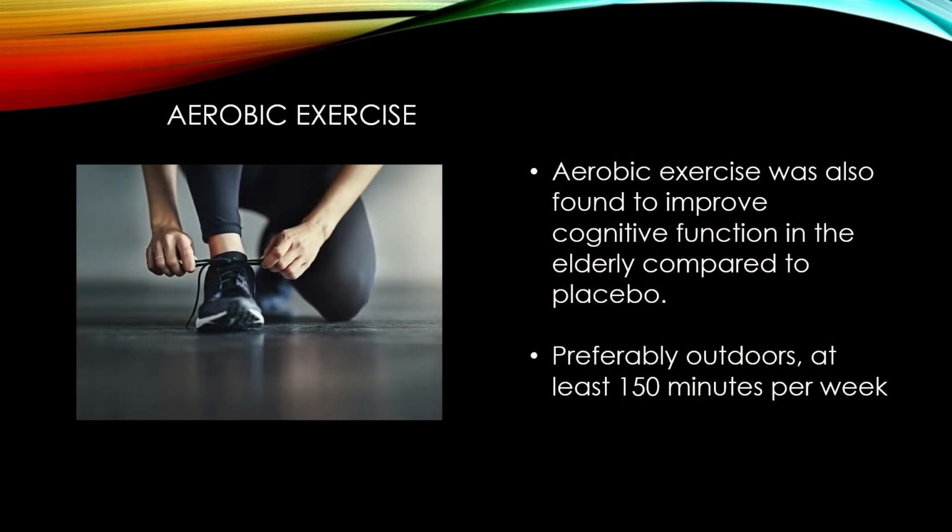All right, another one that helps, aerobic exercise. This was also found to improve your cognitive function in the elderly. Just going outdoors and getting a nice walk, or actually doing your aerobic exercising, preferably outdoors, at least 150 minutes per week. This means if you went out for 30 minutes, 5 days a week, you'd actually see improvements in those that were impaired, and you can imagine what it will do to someone that's not even impaired yet. It prevents you from getting to that point.